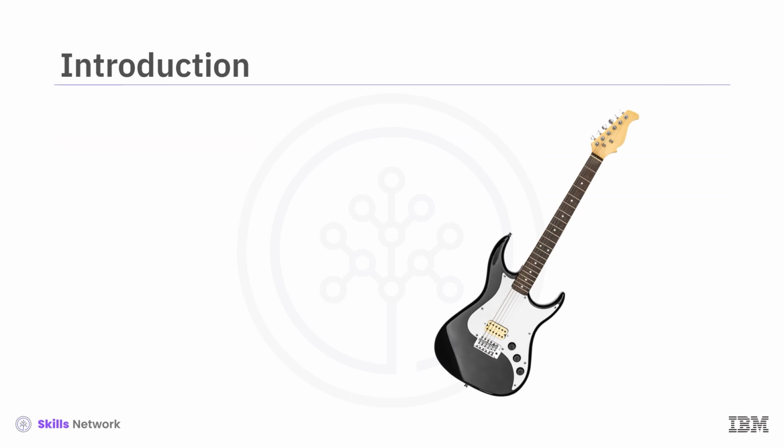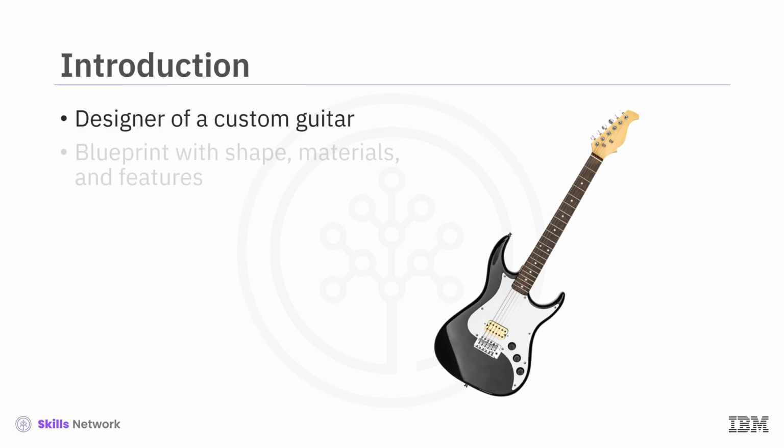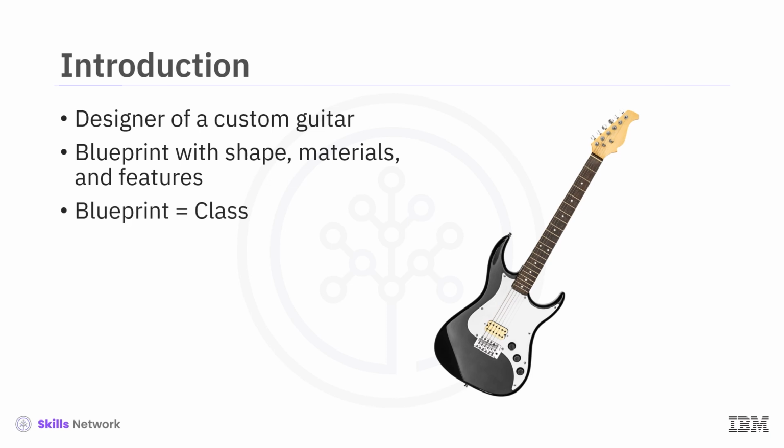Picture yourself as the designer of a custom guitar. You have a blueprint that outlines its shape, materials, and features. This blueprint is like a class in Dart programming. Any guitar built by you based on this blueprint is an object. Each guitar built from the blueprint can be slightly different, but they share the core characteristics defined by the blueprint.